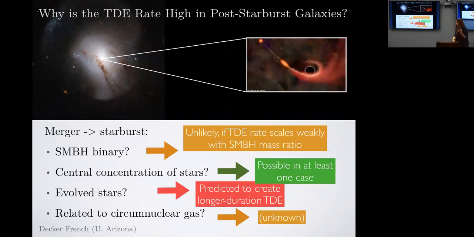All right, so here's kind of a picture now of the possibilities. It seems like the supermassive black hole binary can really only work if the TDE rates are most enhanced for a major merger. It's possible in at least one case that the central concentration of stars is enough to explain the rate that we're seeing. It's unlikely that the evolved stars that we're seeing, like a sweet spot in stellar evolution, explain this, and whether it's related to circumnuclear gas is still kind of unknown.